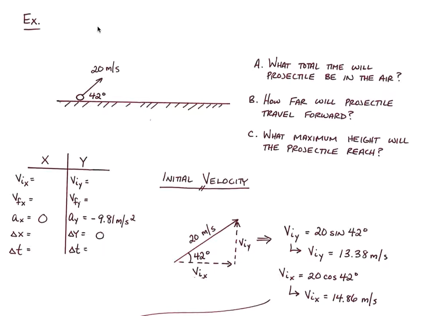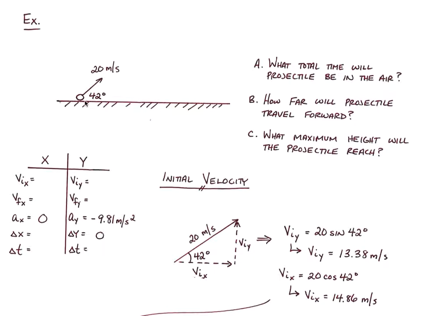3 common questions you might be asked to solve. What total time will the projectile be in the air? How long will it take to rise and fall back to Earth? How far will it travel forward? So what delta x will it travel? And what maximum height will the projectile reach? Hopefully you realize that that will be halfway through the height. Once you reach that peak, what will that total height be?